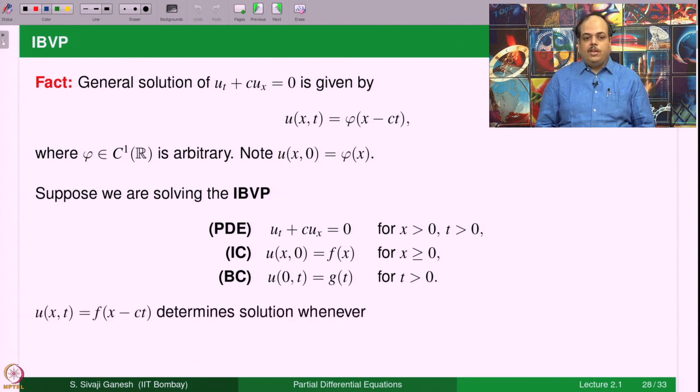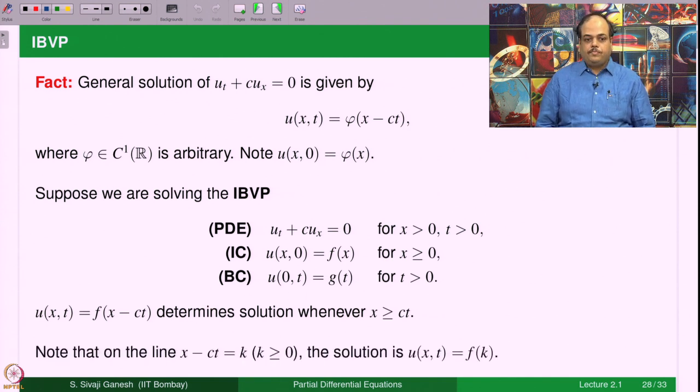Now, u(x, t) equals f of x minus ct, because we said phi is the initial data. So, here also we have initial data, and this determines the solution. So, f of x minus ct will be a solution, surely no problem. But whenever x minus ct belongs to the domain of f, f is defined only for arguments greater than or equal to 0. Therefore, this determines the solution whenever x is bigger than or equal to ct. We will see a picture soon.